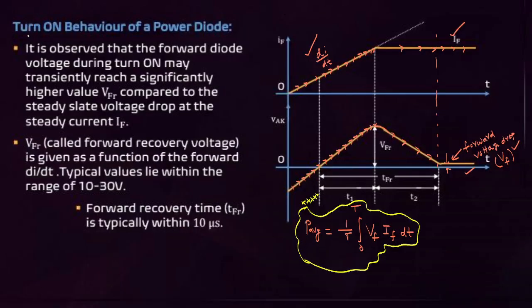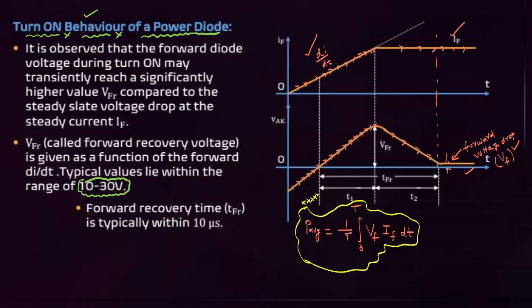Next, one more important concept with respect to diodes, that is the characteristics of a diode. With respect to diode characteristics, there are turn on behavior and turn off behavior. Turn on behavior is not that important, but turn off behavior characteristics are very important. Concentrate on the typical values: VFR, called forward recovery voltage, is 10 to 30 volts.